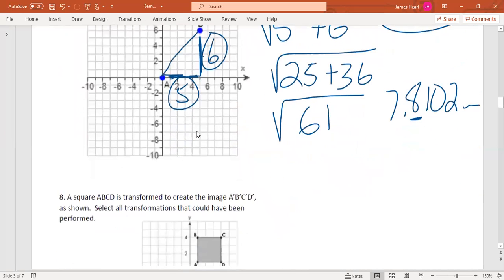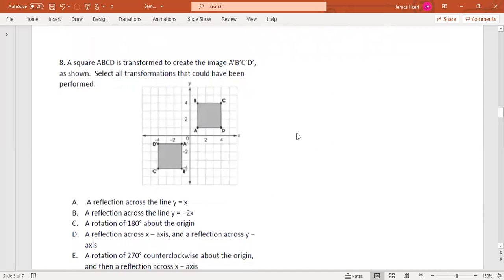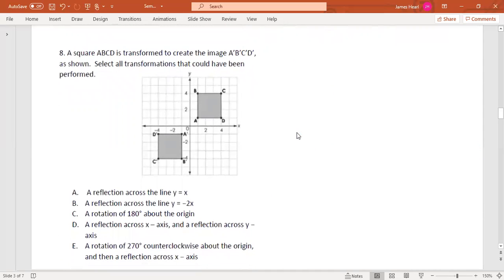For number 8, we're asked another transformation question, so we basically need to go see what happened to these points here. We're asked to select all the transformations that could have turned our original square ABCD into our A prime, B prime, C prime, D prime square. So we just start checking them. And the easiest way is to actually literally look at the list here. If we draw the line y equals x, that would be this line here. If I reflected the square across it, there's no way it moves to there.